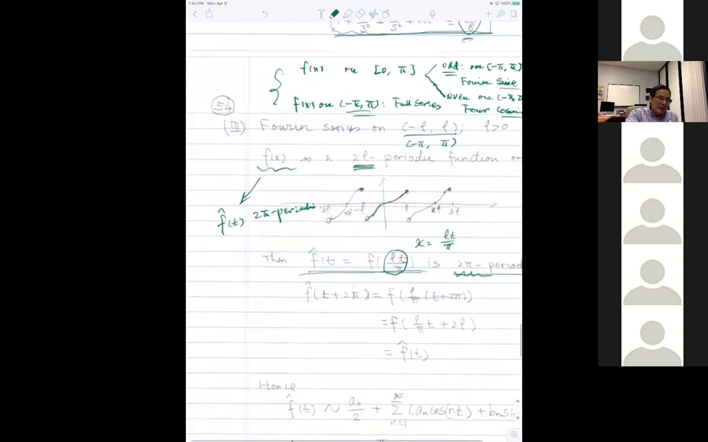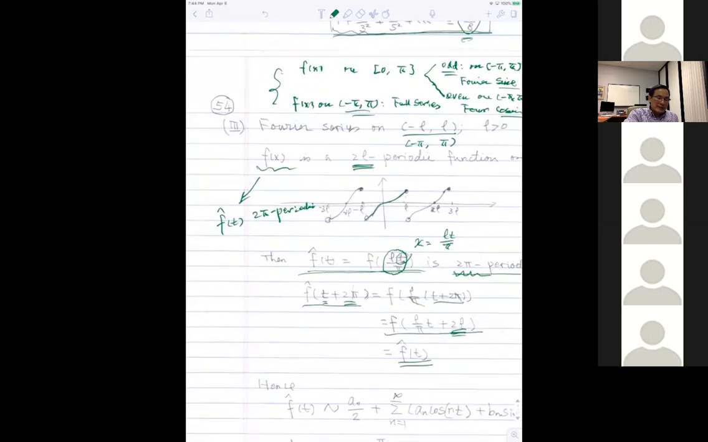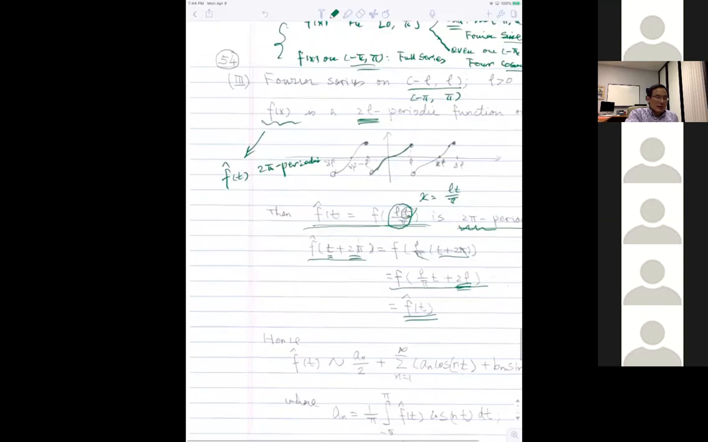How do you check whether a function has period 2 pi? You add 2 pi to t, and then you should get f hat of t back. You use this formula and replace the t here by t plus 2 pi. Modifying this, you get L over pi times t, and then this pi and this pi cancel, you get 2L. But because this function has 2L as the period, you will get f hat of t. That is why this function is a function with period 2 pi.